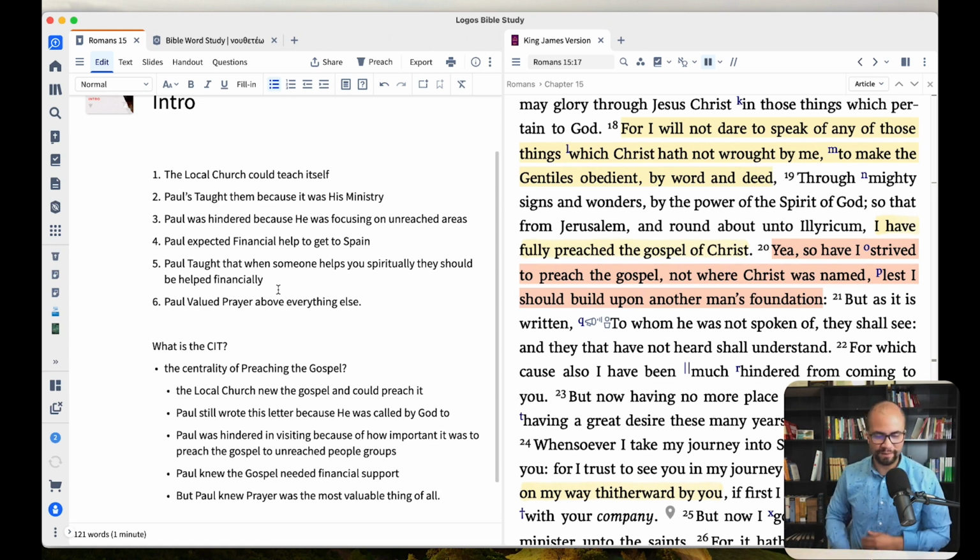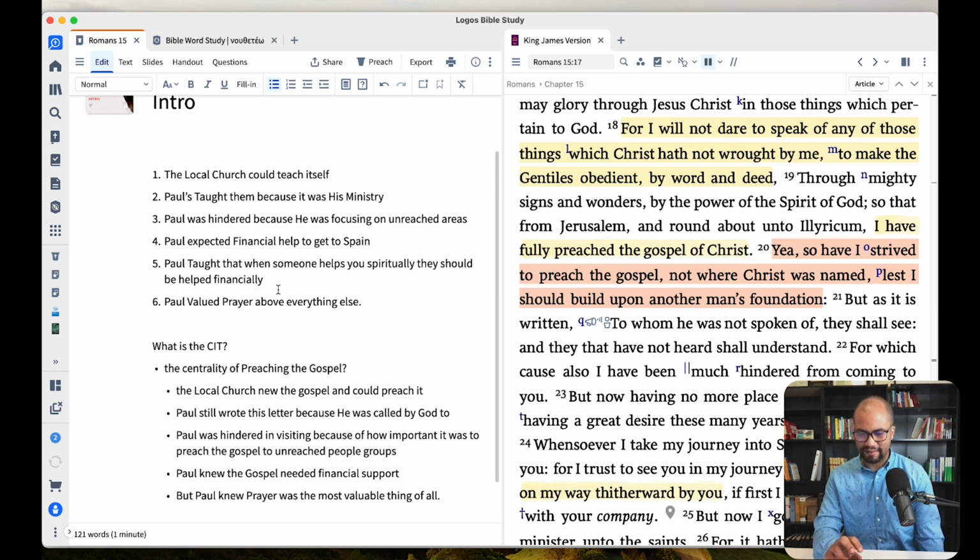And the one thing that I'm thinking right now this message is about is the centrality of preaching the gospel, how important the preaching of the gospel really is. And I think that's the main thrust of this section of the text. The goal here is not for me to figure out what do I want to talk about. The goal for me is to figure out what is Paul talking about here. And I think he's talking about the centrality of preaching the gospel.